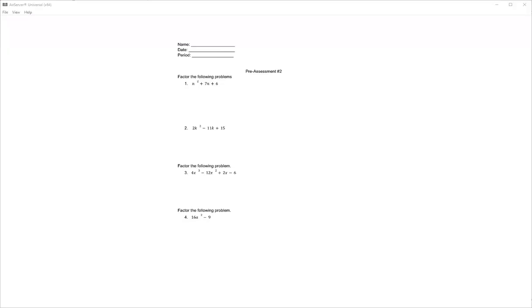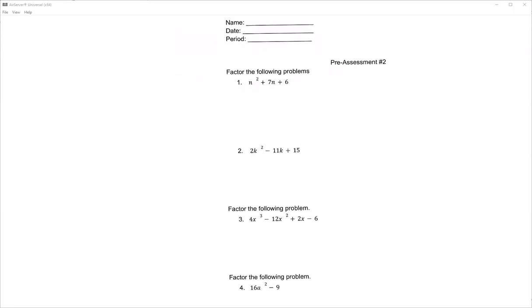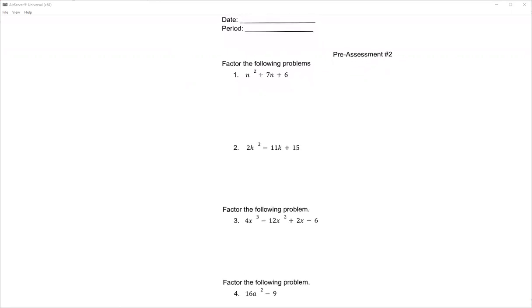Here we go. Let's share this screen here. All right, so here we go. Back to the following problems. Again, this is different from solving the problem. It's just factoring.